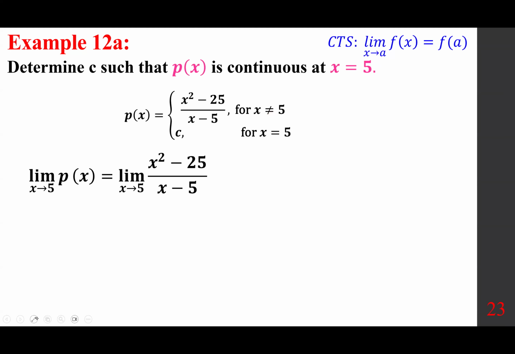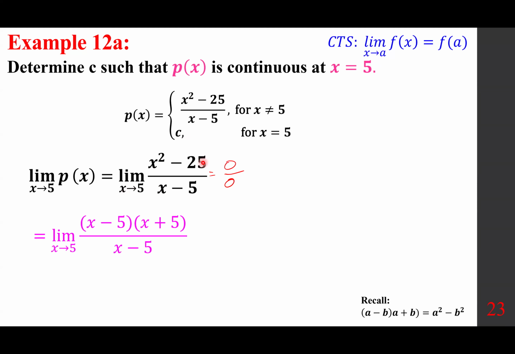If we plug in 5, by the way, class, we get 0 over 0, which is indeterminate, and the technique is factoring. As you know, this is x squared minus 5 squared, or a squared minus b squared, which is a minus b times a plus b. So the numerator is x minus 5 times x plus 5. Also, because x is approaching 5, you're hoping that you have a factor of x minus 5 to cancel it out, and you do.